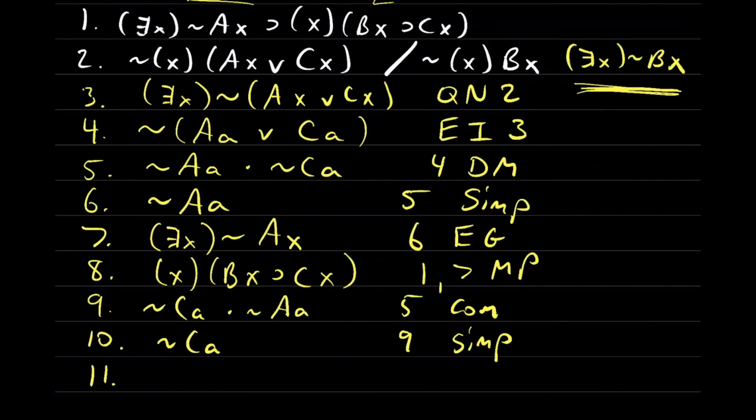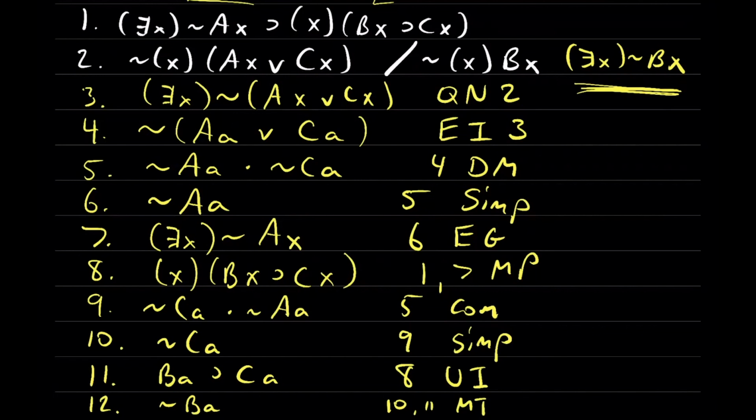So let's do that. We're going to instantiate line 8 using the lowercase constant a. Ba implies Ca. That's going to follow from line 8 by universal instantiation. Now we said we could do that so we could apply modus tollens, and that will give us not Ba. And that will be from line 10 and 11 by modus tollens.